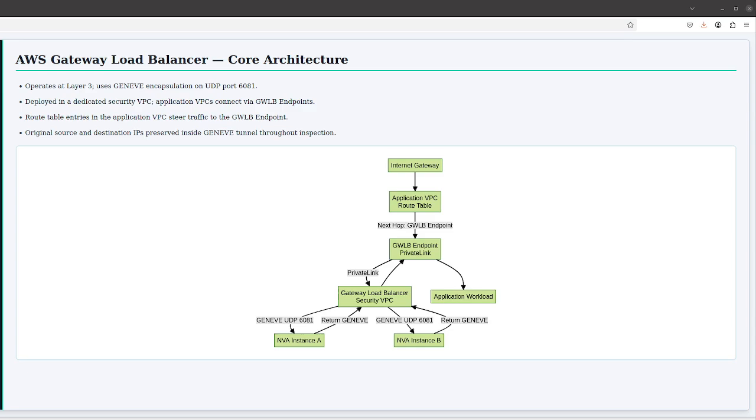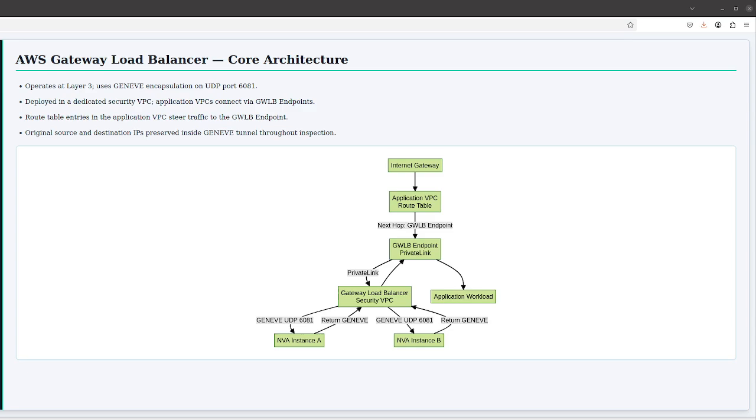The fundamental deployment unit in AWS GWLB is the endpoint pair. You deploy the GWLB itself inside a dedicated security VPC, which is where your NVA fleet lives. In the application VPC where your workloads reside, you create a gateway load balancer endpoint, which is a VPC endpoint powered by AWS PrivateLink. This endpoint appears in the route table as a next hop target, allowing you to steer traffic to the GWLB with a simple route entry.